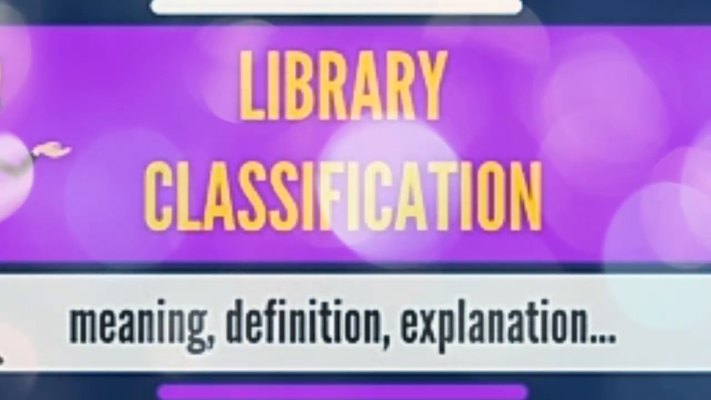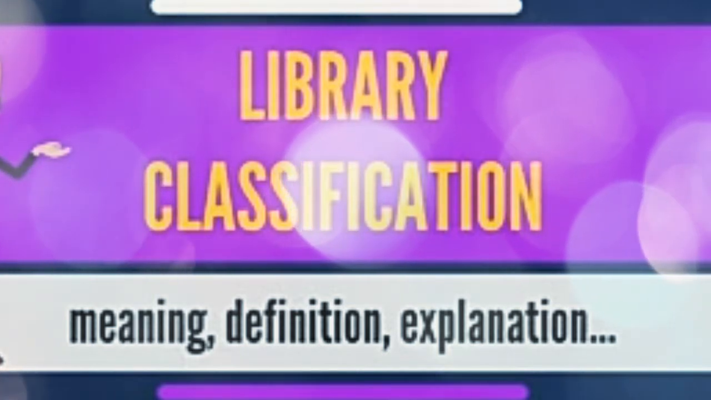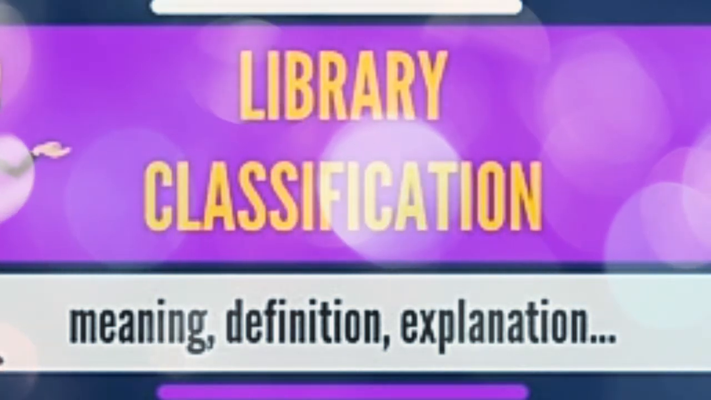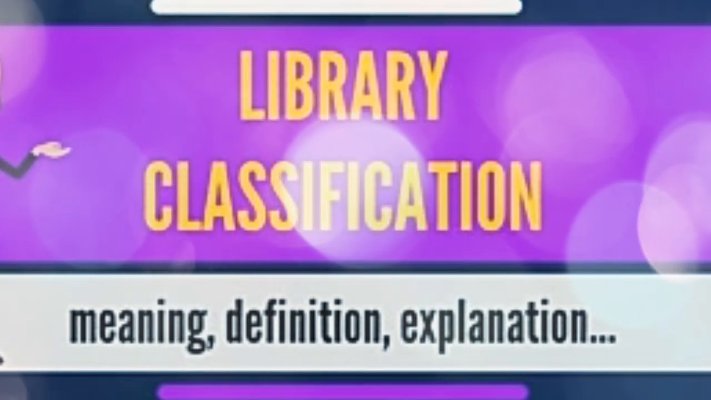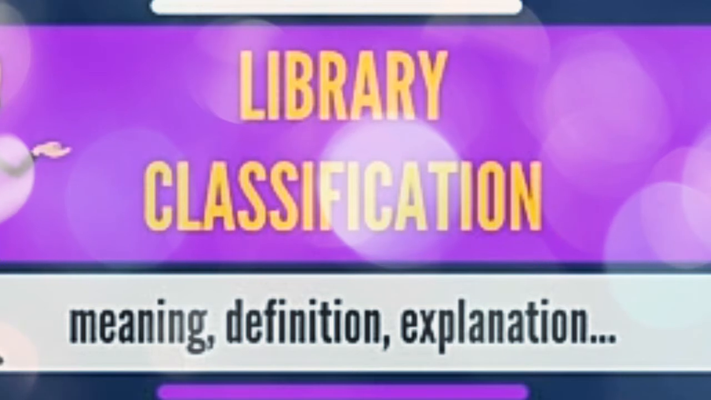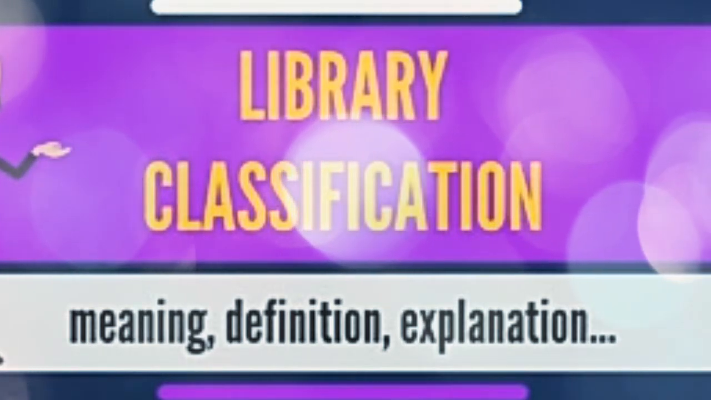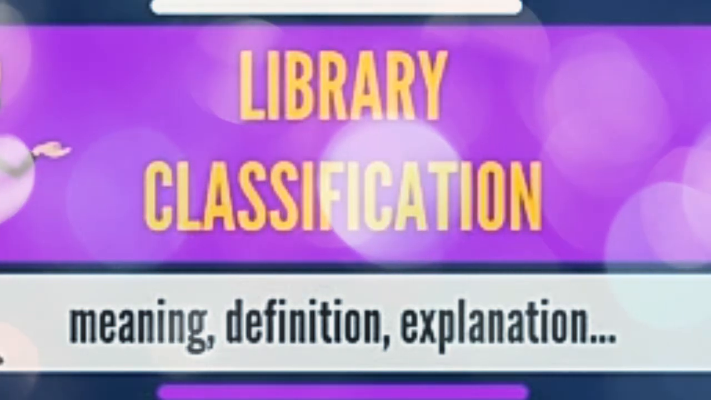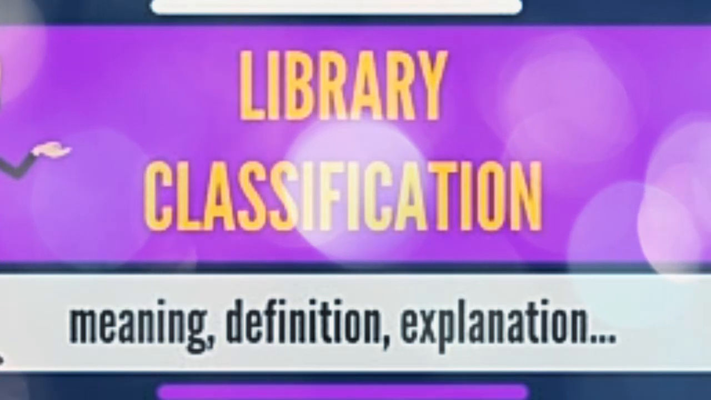Although libraries created order within their collections from as early as the 5th century BC, the Paris Booksellers classification, developed in 1842 by Jacques-Charles Brunet, is generally seen as the first of the modern book classifications. Brunet provided 5 major classes: theology, jurisprudence, sciences and arts, belles lettres, and history.